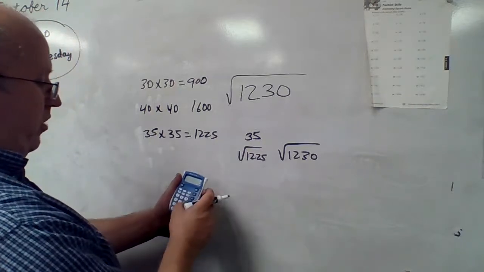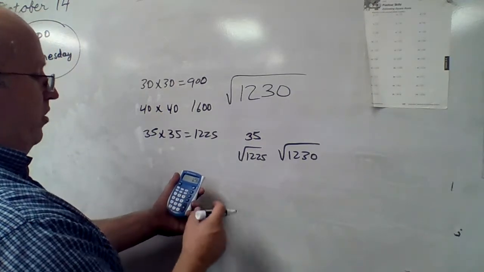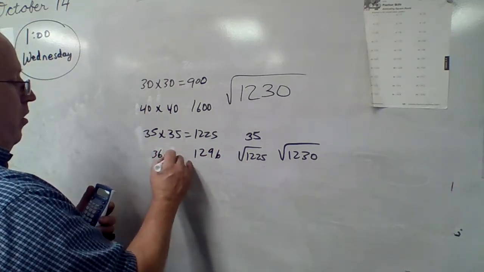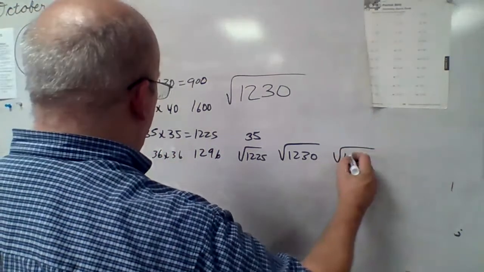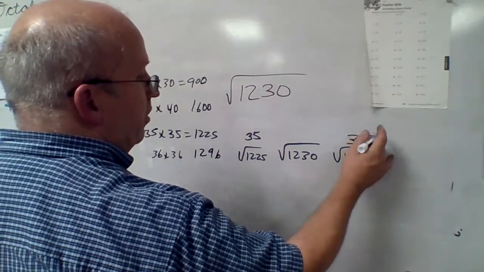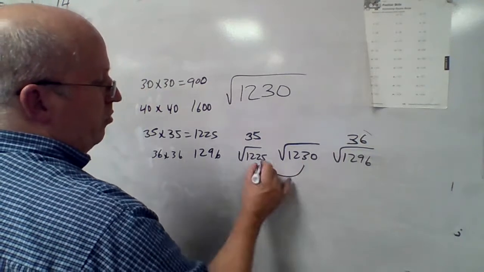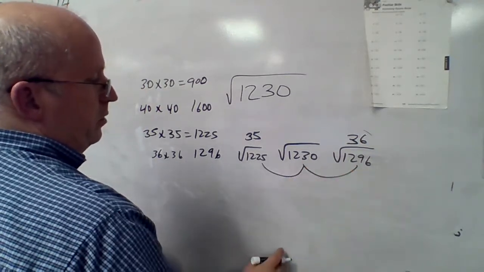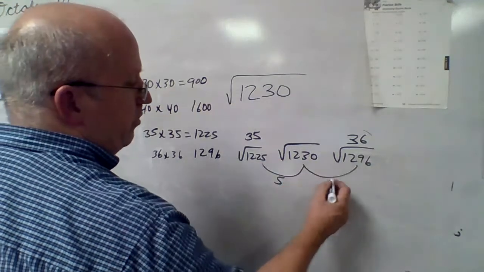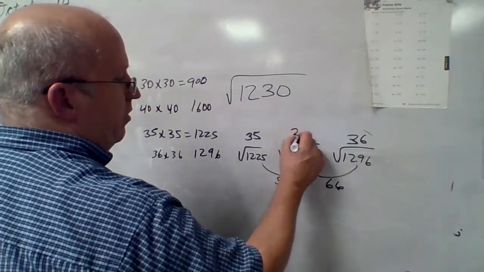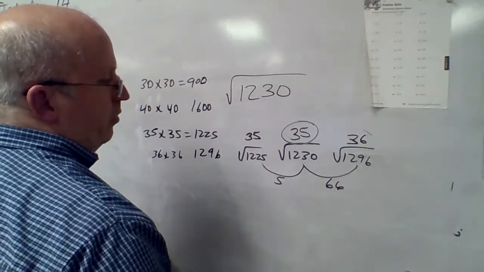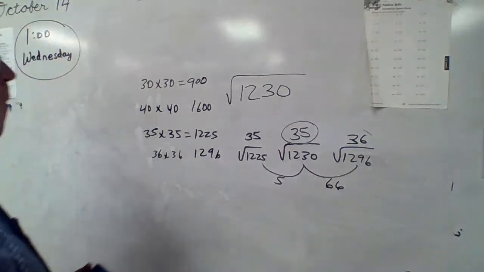I wonder what 36 times 36 equals. 36 times 36 equals 1296. So I'm going to write that down over here, 1296, and the square root of that is 36. So is this closer to that, or is it closer to that? Well, it's 5 away from here to here. From here to here, it's 66 away. So I think the closest answer is to say that the square root of 1,230 is 35.